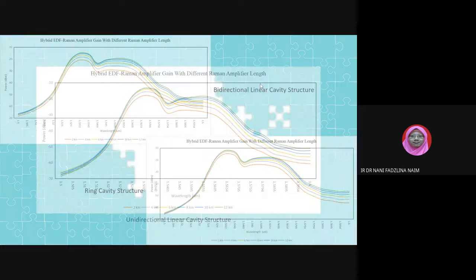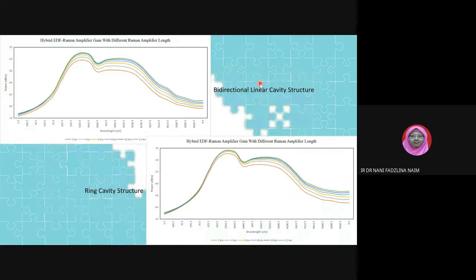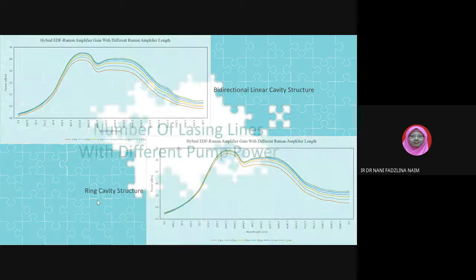The same values actually happen for the bidirectional linear cavity structure and also the ring cavity structure. So the most optimum Raman amplifier length is at 12 kilometer for both bidirectional and ring cavity structure.